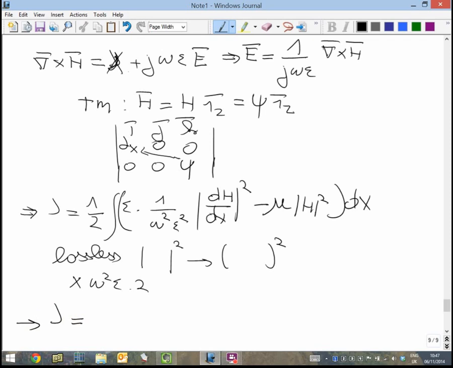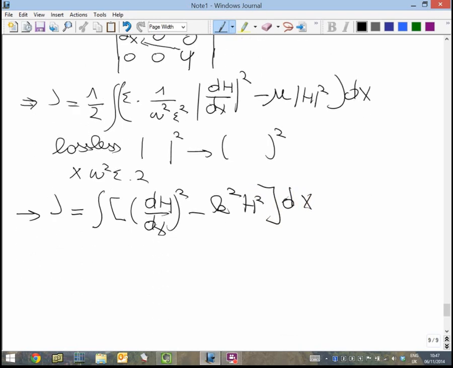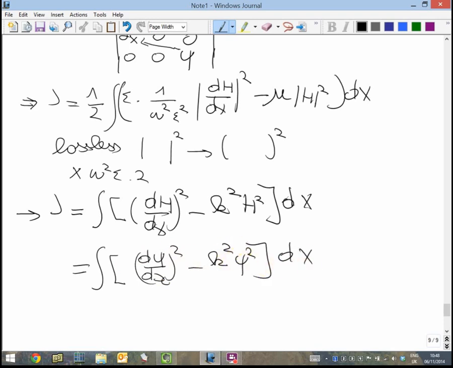And then finally we get for our new J that this is equal to the integral of just H dx, the regular derivative squared, minus k squared. These then all combine together with mu to form k squared H squared. So this is the integral. This is the energy of your system. And remember, basically we called this H, that was the psi that we were working with. So this unknown function, this is the energy of your system.